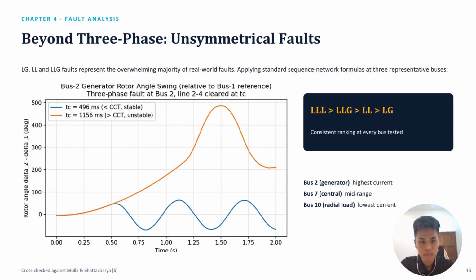Beyond three-phase faults, we also check asymmetrical faults: line to ground, line to line, and double line to ground. Since these actually make up most real faults, we tested at three representative buses. The current magnitude ranking was consistent every time. Three phase is the highest, then double line to ground, then line to line, and single line to ground is lowest. And again, buses closest to generation always show higher fault current.